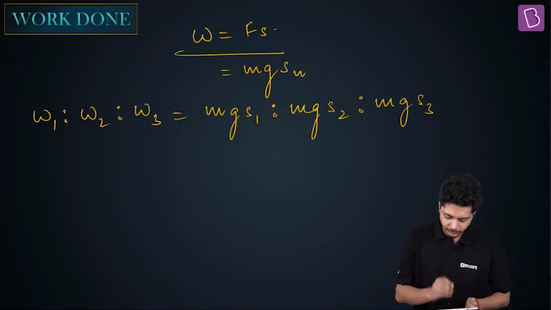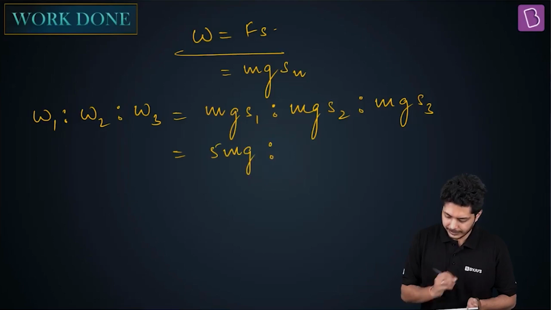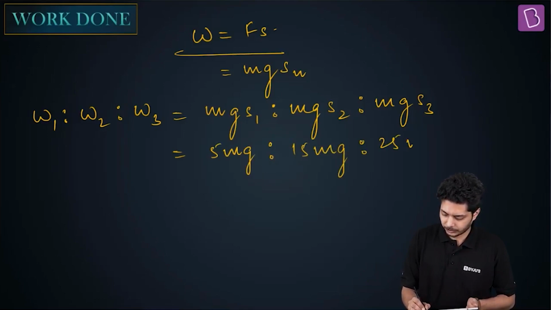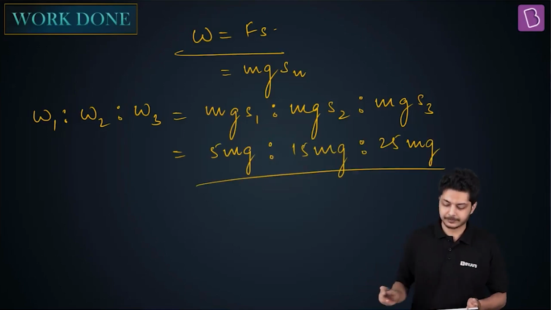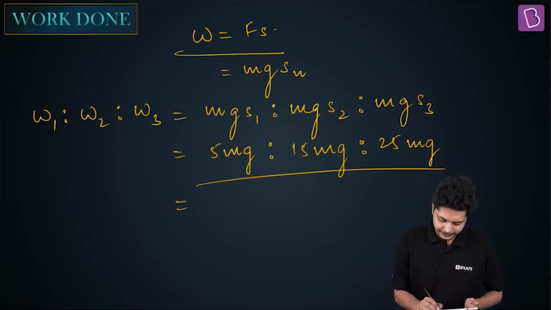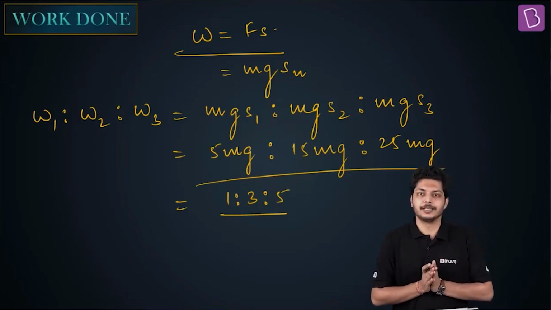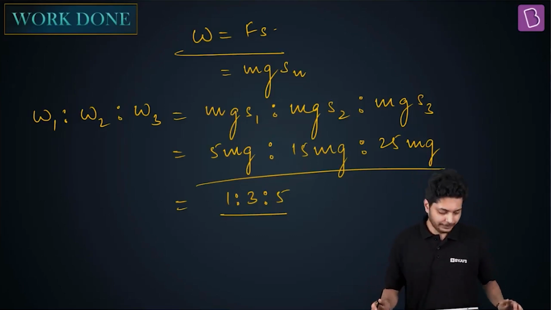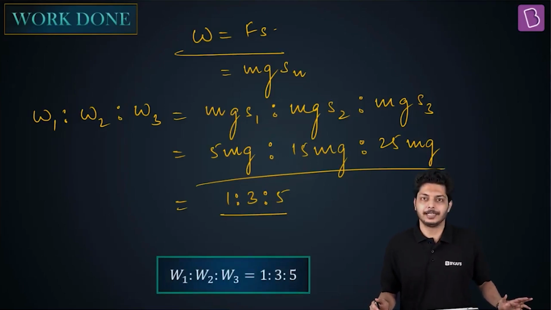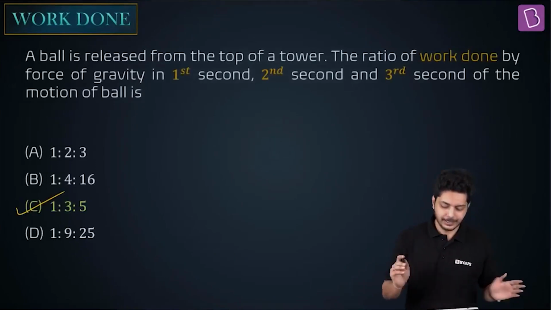right? Just now we have figured out S1, S2 and S3. What are they? S1 is 5, so this is 5 mg. S2 is 15, so this is 15 mg. And finally this is 25 mg. And if you simplify it, this ratio will turn out to be 1 is to 3 is to 5. All are multiple of 5, right? So the ratio will be 1 is to 3 is to 5. And since we have arrived at the answer, let's move on to the option. Option C is the correct answer for this question.